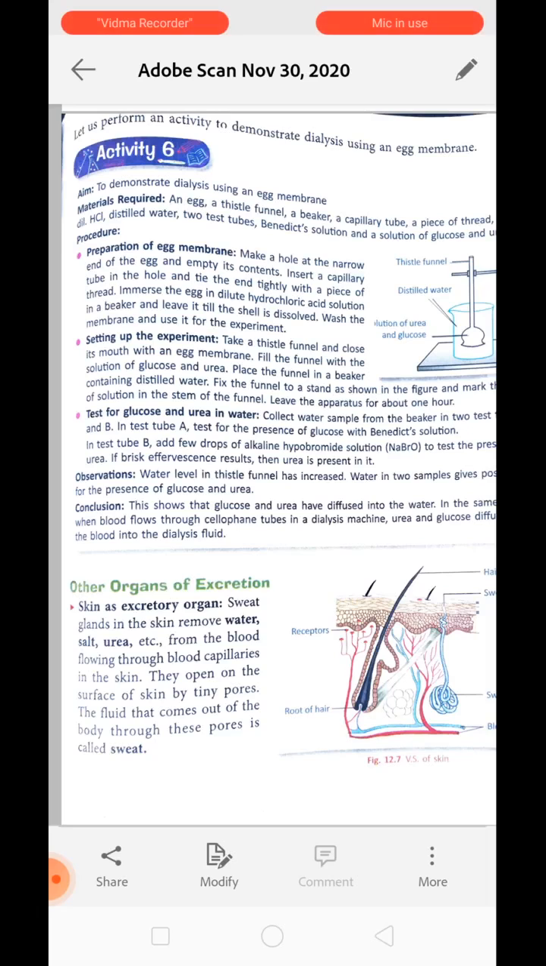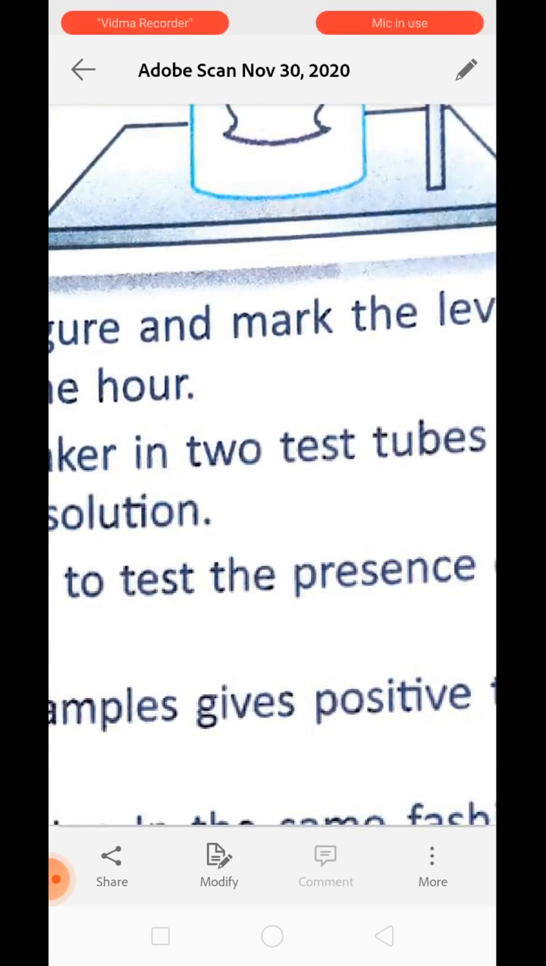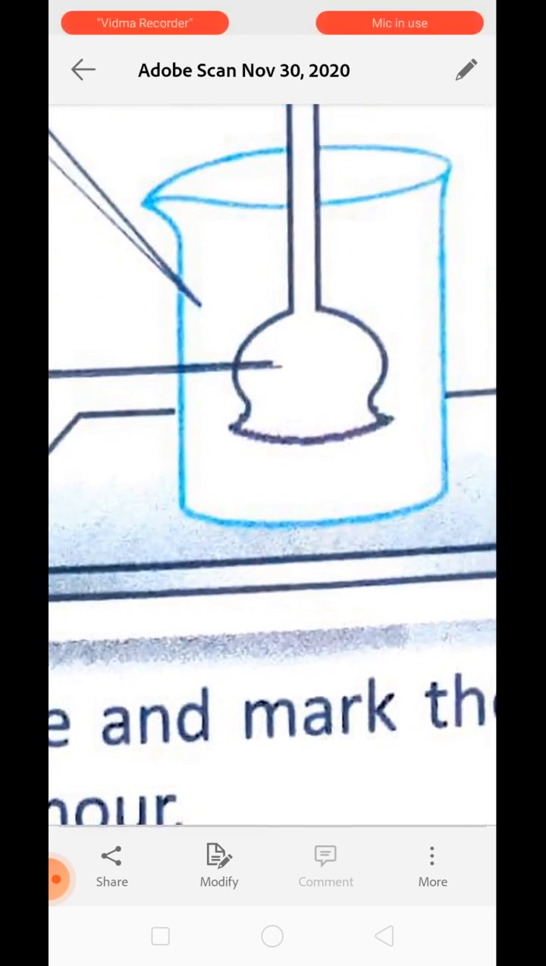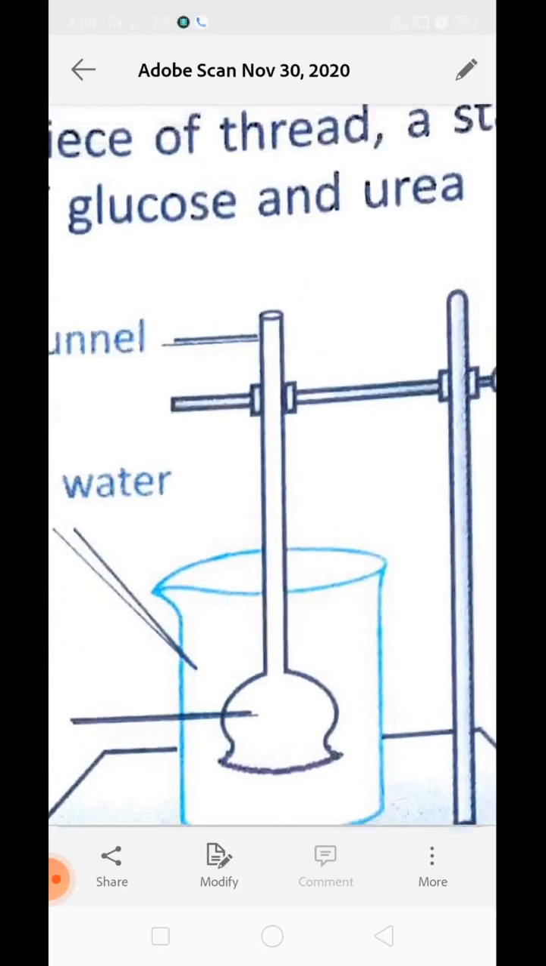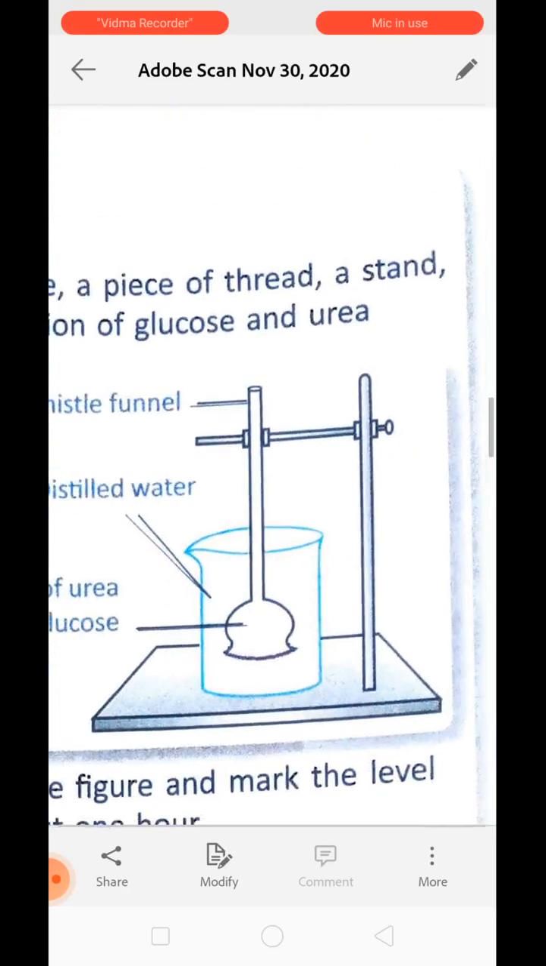For this we will take a thistle funnel and close its mouth with the help of the egg membrane. Means this thistle funnel mouth is already closed with the egg membrane. Now we will fill the funnel with the solution of glucose and urea. Place the funnel in a beaker containing distilled water. Means this beaker contains distilled water, whereas this thistle funnel has glucose along with urea. Understood?